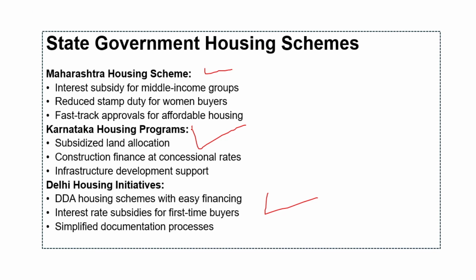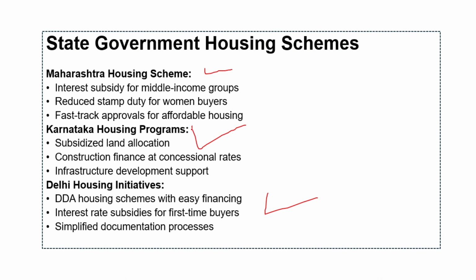So Maharashtra housing scheme provides interest subsidies specifically for middle income group, recognizing the unique affordability challenges in Mumbai and Pune market. The reduced stamp duty for women buyers, often 1 to 2% saving, can translate to 1 to 2 lakh in saving on a typical property purchase.